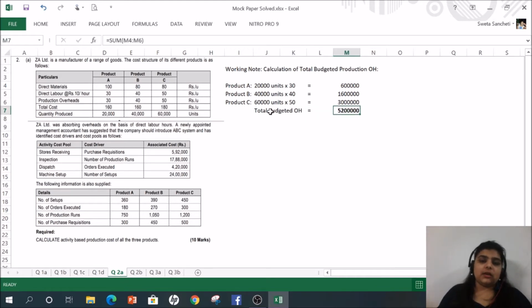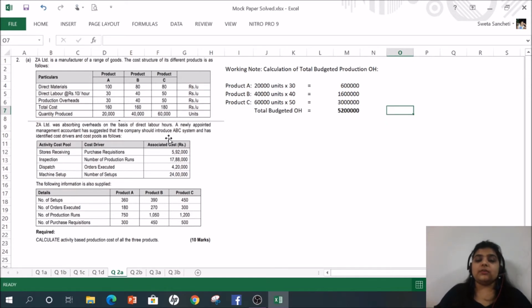Now let us see the cost which is given here. Is it also equal to 52 lakhs? Just have a cross check. 5,92,000 plus 17,88,000 plus 4,20,000 plus 24 lakhs. It is also equal to 52 lakhs.